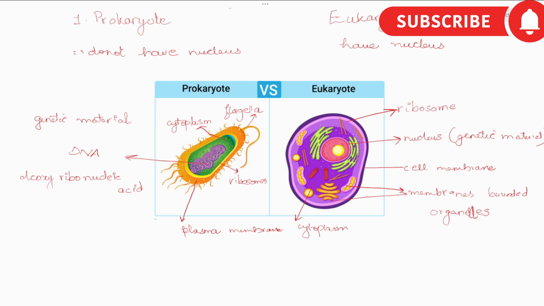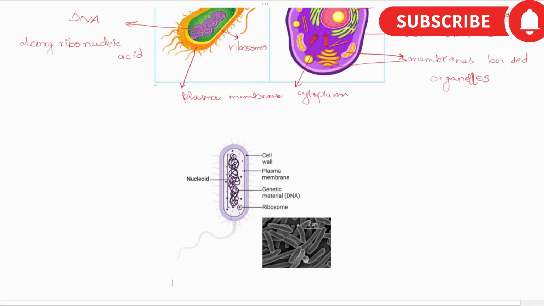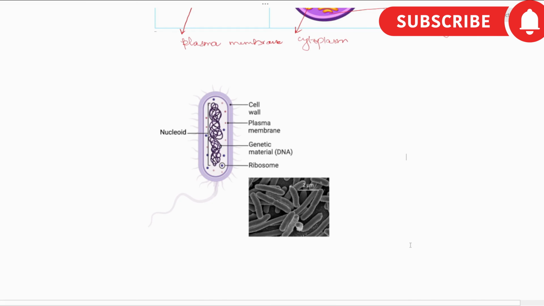Let's discuss the structure of bacteria in detail. Do you have any idea about the size of bacteria? Very small, like any unit or any value? They are almost 1 micrometer to 10 micrometers. A micrometer means 10 raised to power minus 6.